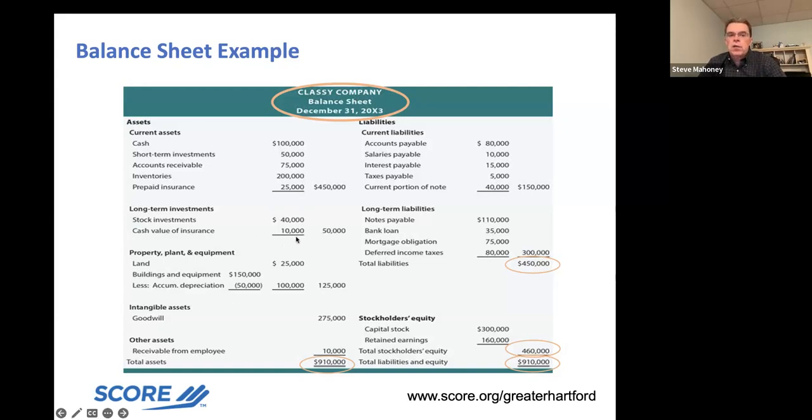Then the next thing, you've got long-term investments. In this instance, they've made some investments that are going to mature over time, and they're not going to turn into cash pretty quickly. And then the other major item to point out here is property, plant, and equipment. In this instance, they've got land, they've purchased some buildings and equipment, and those have depreciated over time.